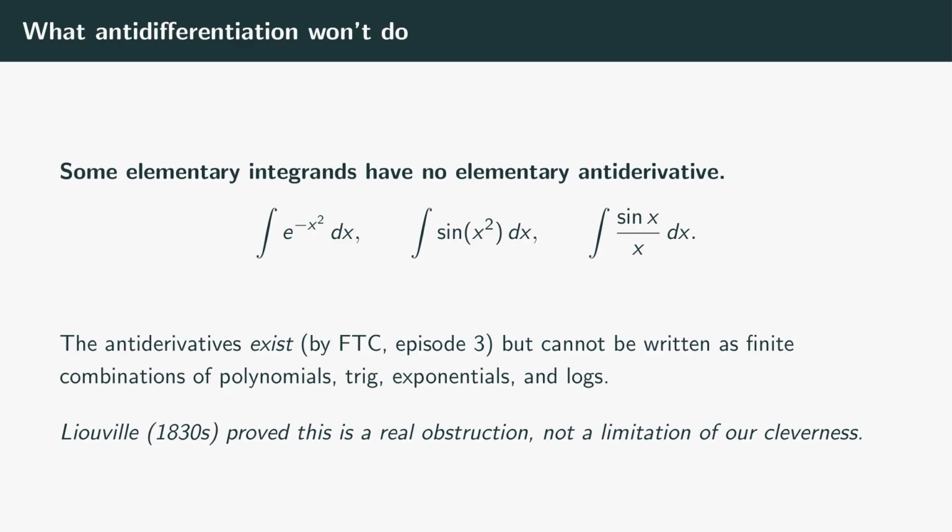The same is true of sine of x squared, whose antiderivative is called the Fresnel integral, used in optics and signal processing, and of sine of x over x, whose antiderivative is called the sine integral. Each of these is a perfectly well-defined function, but only as itself, not as an elementary combination. This is not a matter of nobody having figured it out yet. Joseph Liouville proved a theorem in the 1830s that precisely characterizes which elementary integrands have elementary antiderivatives, and these 3 fail his criterion. So the reverse derivative problem is honestly harder than the forward one. Differentiation always gives an elementary answer for an elementary input. Antidifferentiation doesn't.